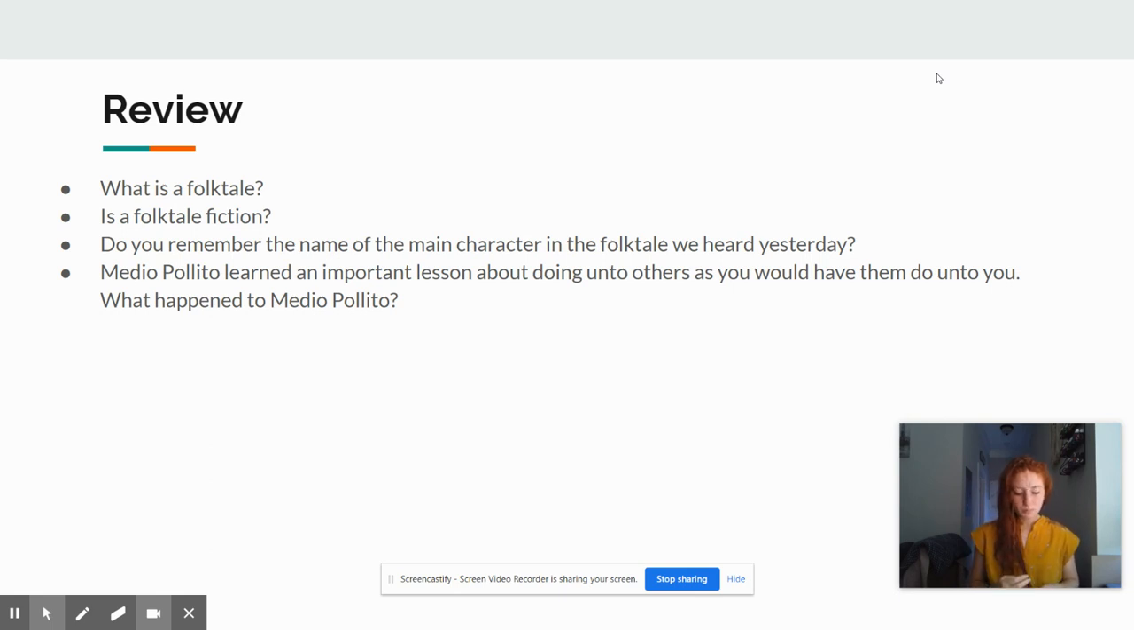Medio Pollito learned an important lesson about doing unto others as you would have them do unto you. What happened to Medio Pollito? So what happened? While he was on his way to the kingdom, what happened? There were 3 things that asked him for his help. Medio Pollito, he should have been kind and helped the water and the fire and the wind, right? But he didn't. So what happened in the end? He needed their help, and did they help him? No. So he learned that lesson of doing unto others as you would have them do unto you, right?